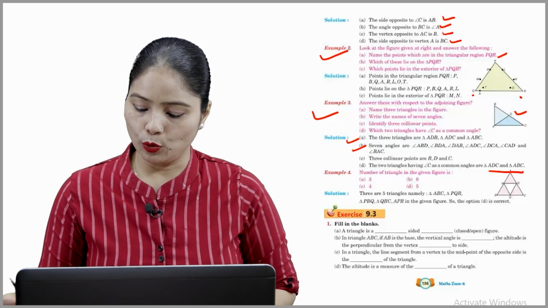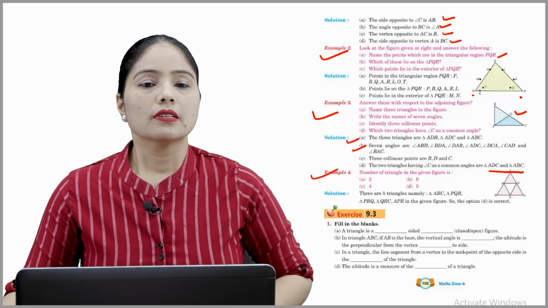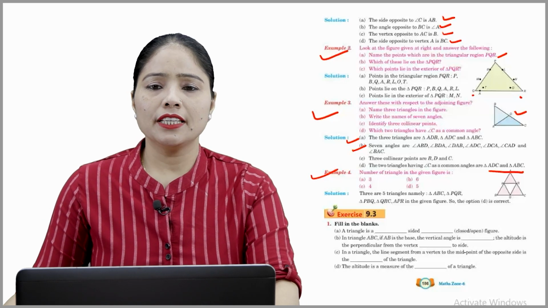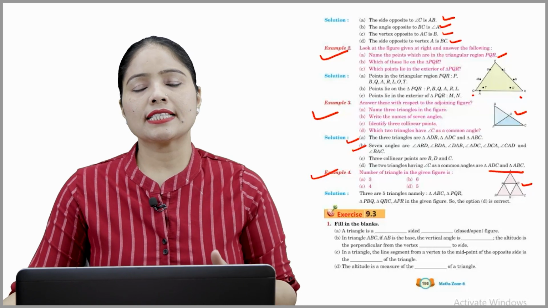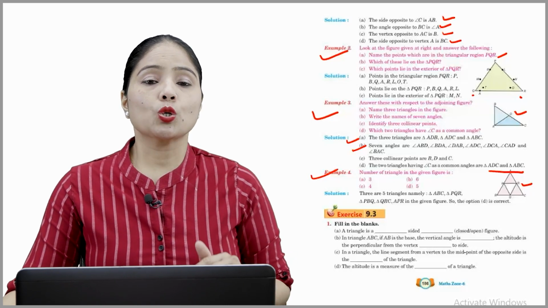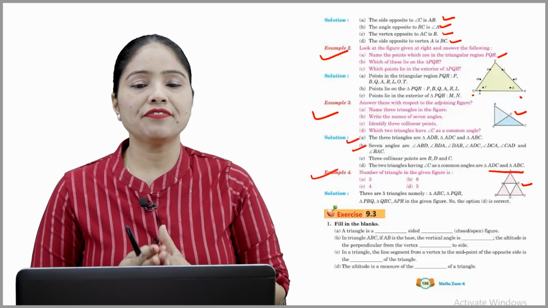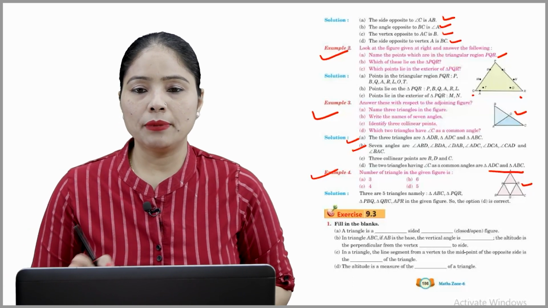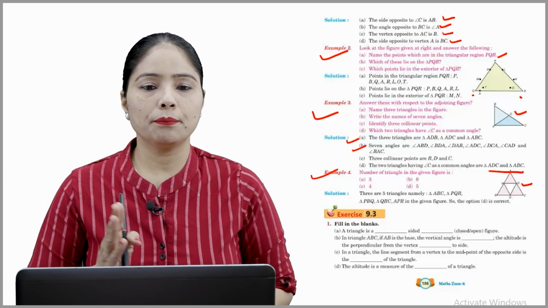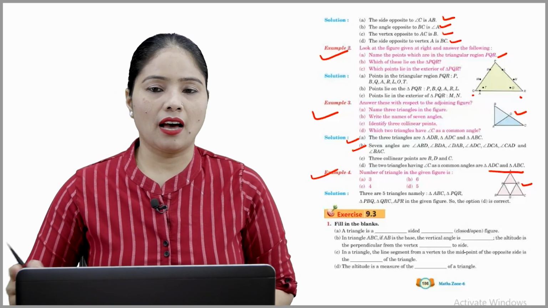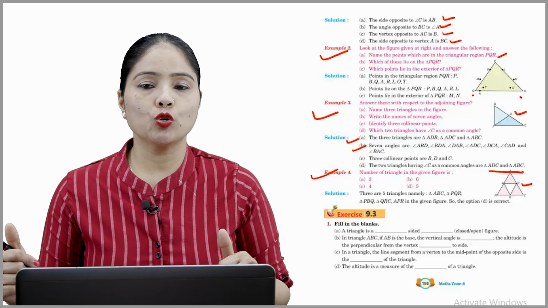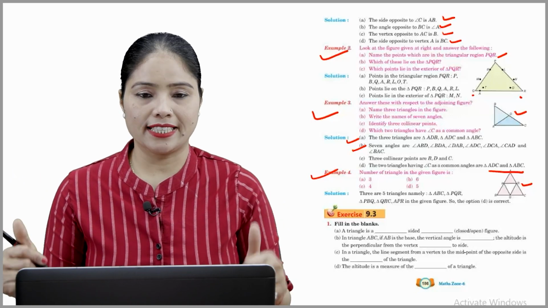Now example 4. Number of triangles in the given figure. How many triangles are there in this: 3, 6, 4 or 5? So there are 5 triangles, namely ABC, PQR, PBQ, QRC and APR. Okay, I hope you understood well. So our option D is correct.